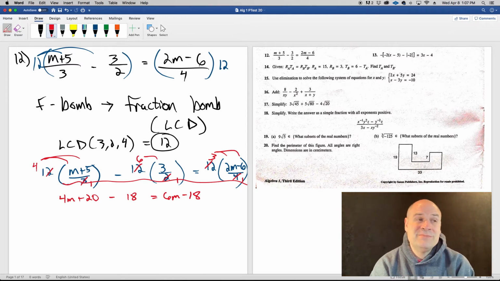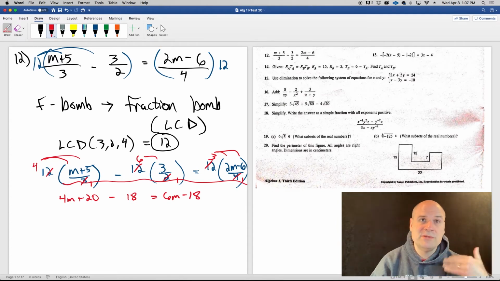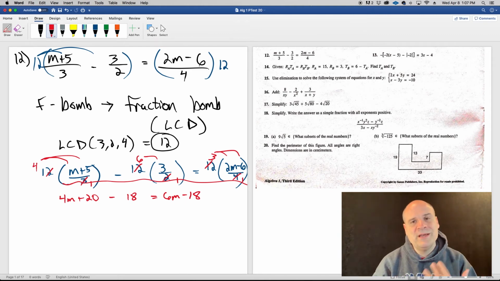So that might seem confusing right now. You could do it the long way and find a least common denominator, which is 12. So you rewrite each fraction with 12 as the denominator. Whatever you do to the bottom, do to the top. You could do it that way, and that's fine. Or you can drop an F-bomb.